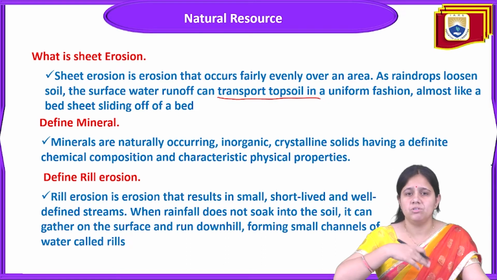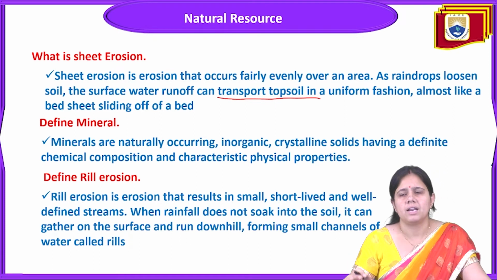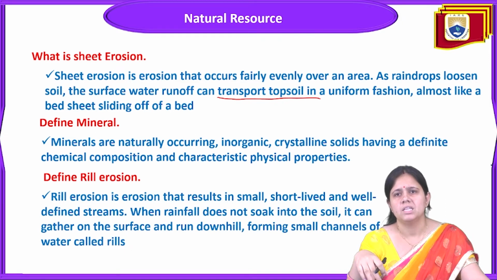Like that, uniformly, the soil will be removed from the top of the area, like a bedsheet being removed, sliding off a bed. This is about sheet erosion: erosion that occurs fairly evenly over an area, where raindrops fall on the soil, and the surface water runoff can transport topsoil in a uniform fashion, almost like a bedsheet sliding off a bed.